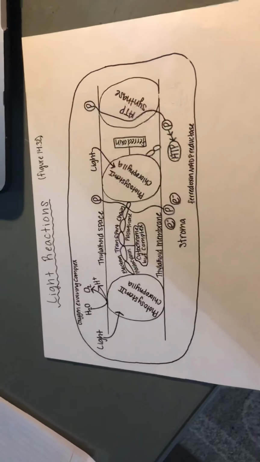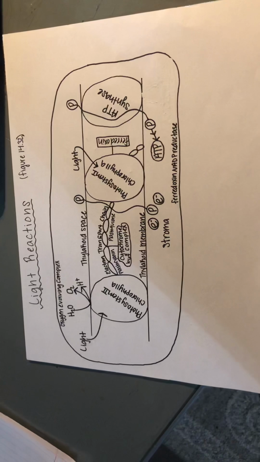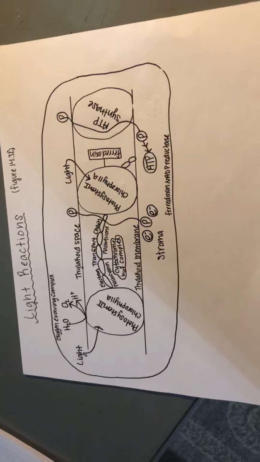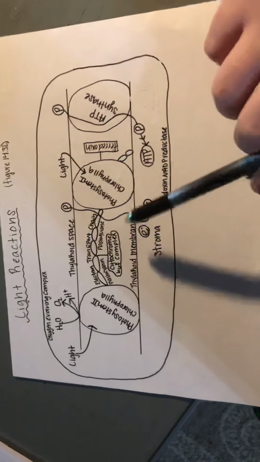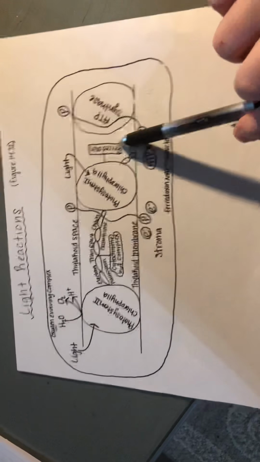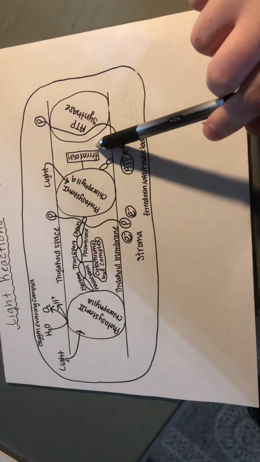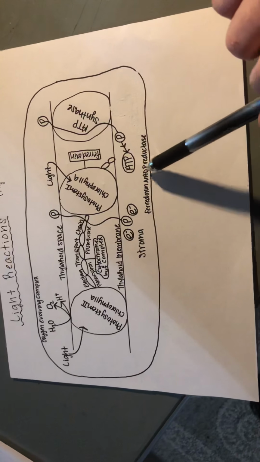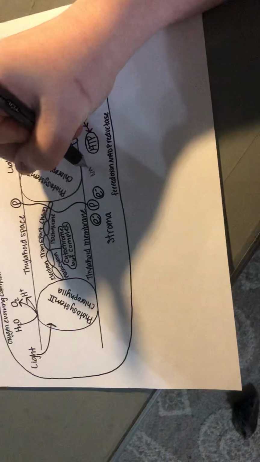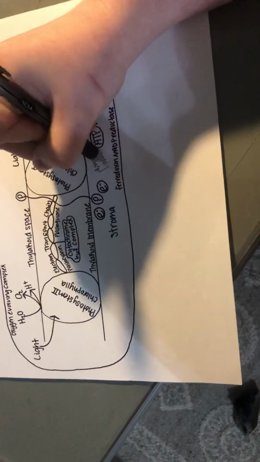The cytochrome b6f complex is one of the links in the chain. And then after that, the reaction center chlorophyll A donates its electrons to the ferredoxin. And then the ferredoxin donates its electrons to, I forgot to write it down here, the NADPH and the NADP+.